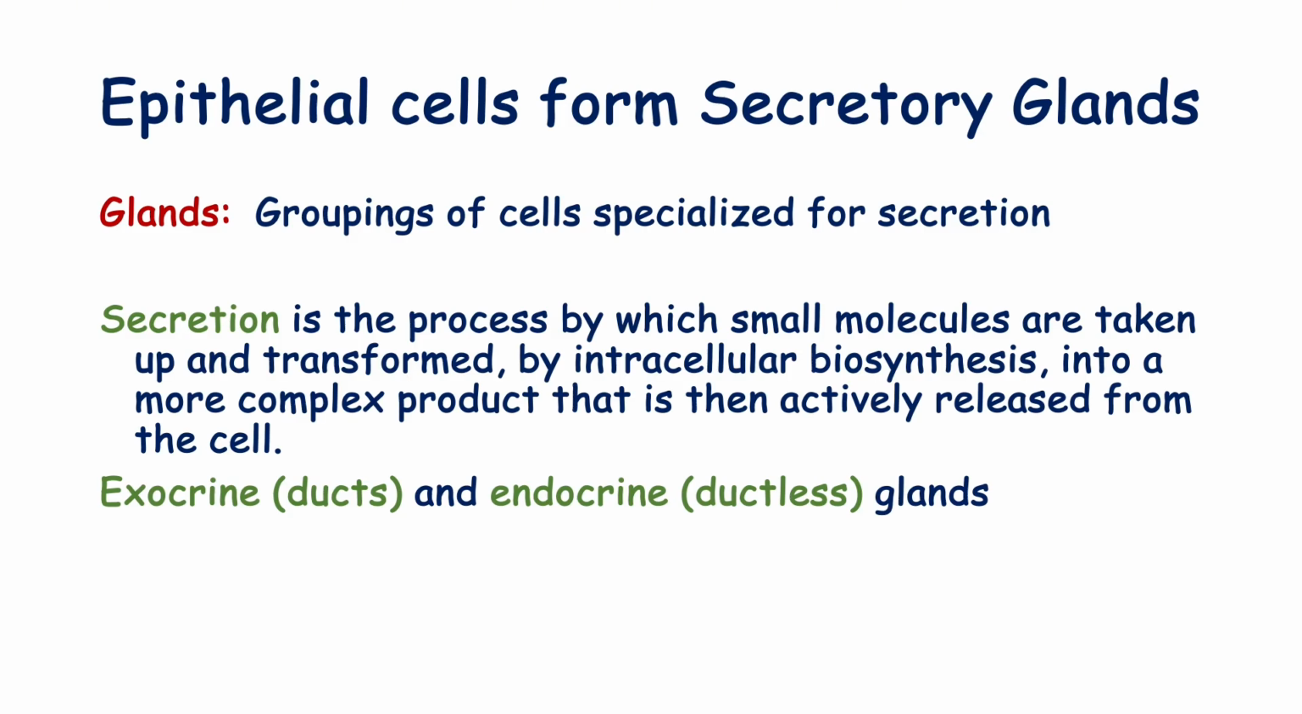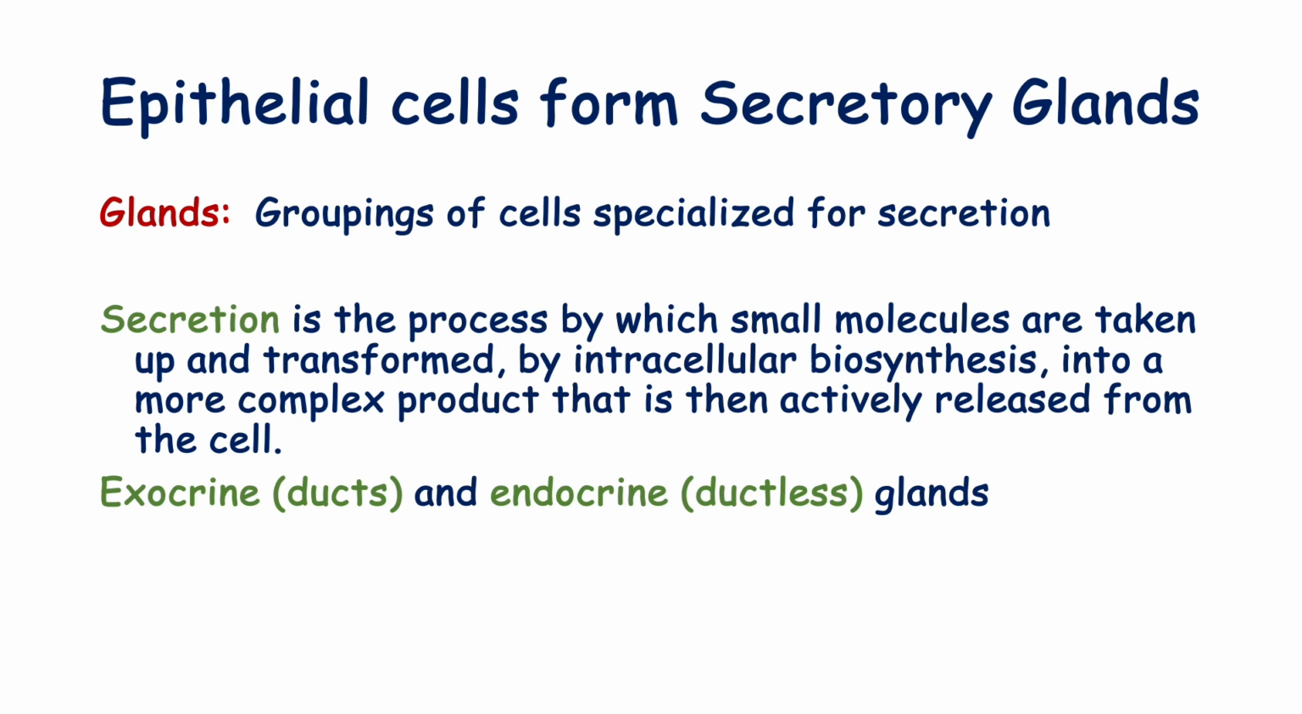So groupings of cells which are specialized for secretion are termed as glands. Secretion is the process by which small molecules can be taken up, okay, into the cell, and then they are taken through a series of biosynthesis and transformed into a more complex product. Okay, a very good example is the thyroid gland, right? So when we get to that point, we will cross the bridge.